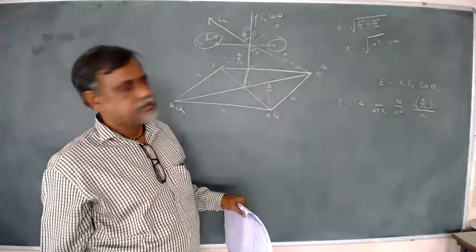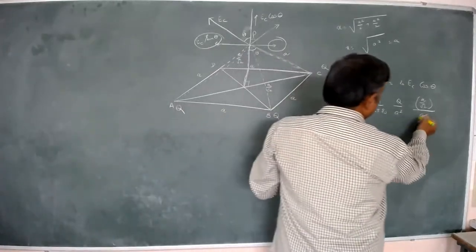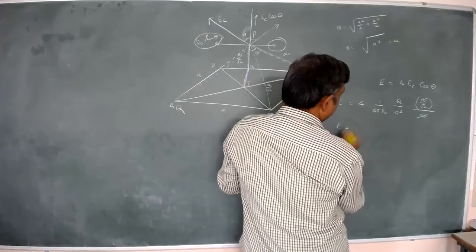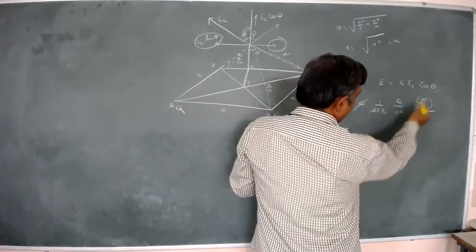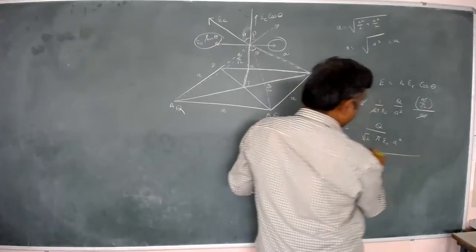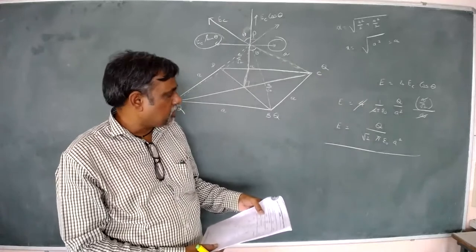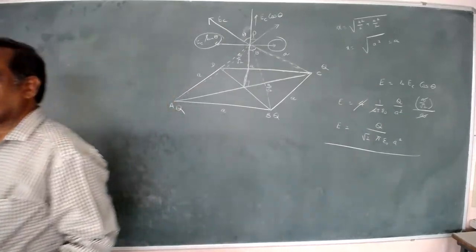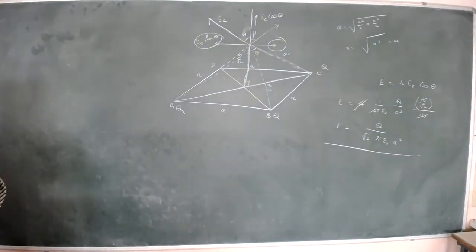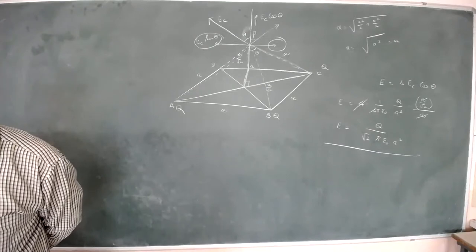Did you understand? Is the figure clear? Confusing? Clear? Okay, now this A, this A will get cancelled. So E is equal to, this 4, this 4 will get cancelled. Okay, 1 by root 2. So this is Q by root 2 pi epsilon naught, squared. Option B is correct. Are all clear with the components of this electric field that I have taken? EC cos theta, EC sin theta.